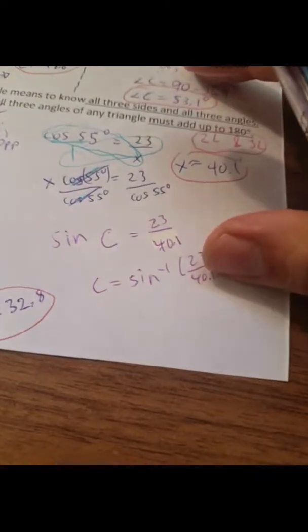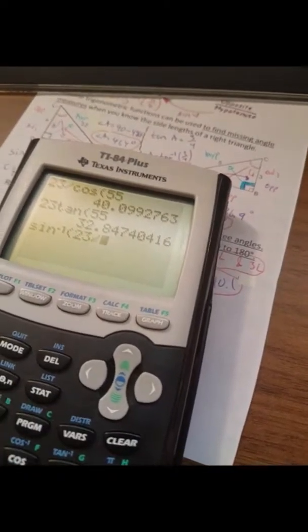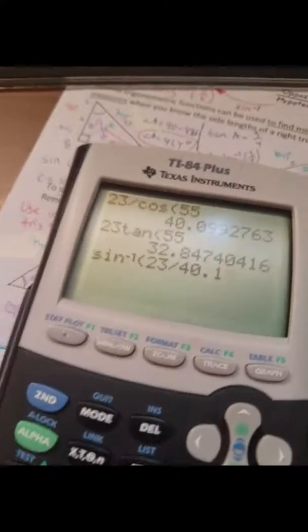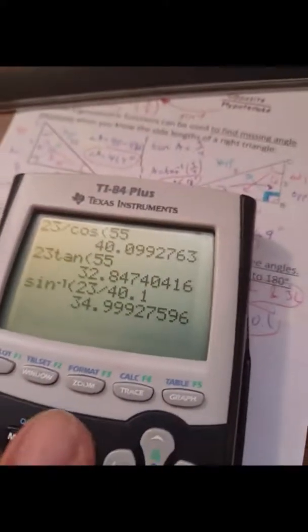Now I follow the pattern. Remember the inverse here. Maybe we don't have to draw arrows because you know the pattern. Put this in the calculator and then we'll see our angle. Finally, almost there: inverse sine of 23 over 40.1. 23 divided by 40.1 gives 35 degrees.